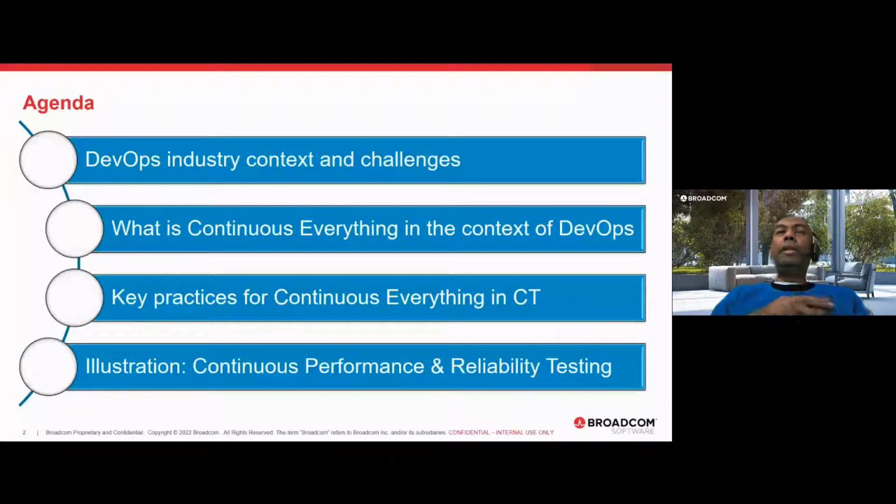We will cover briefly some of the industry context and the challenges that set up why we need this kind of a solution. Then we will talk about what is continuous everything in the context of DevOps. We will review all the best practices one by one. Again, we have a lot of content. And then we will illustrate how all of these different practices come together in the context of a very popular use case around continuous performance and reliability testing.